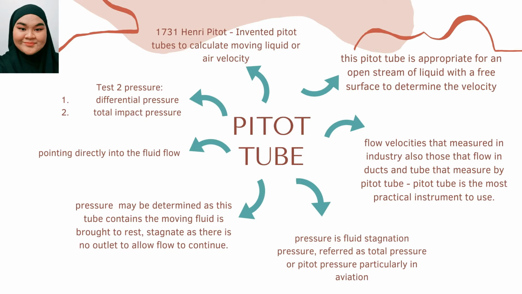The pressure is the fluid stagnation pressure, referred to as total pressure or pitot pressure, particularly in aviation. Flow velocities that are measured in industry, also those that flow in ducts and tubes, are measured by the pitot tube. The pitot tube is the most practical instrument to use. This pitot tube is appropriate for an open stream of liquid to a free surface to determine the velocity.